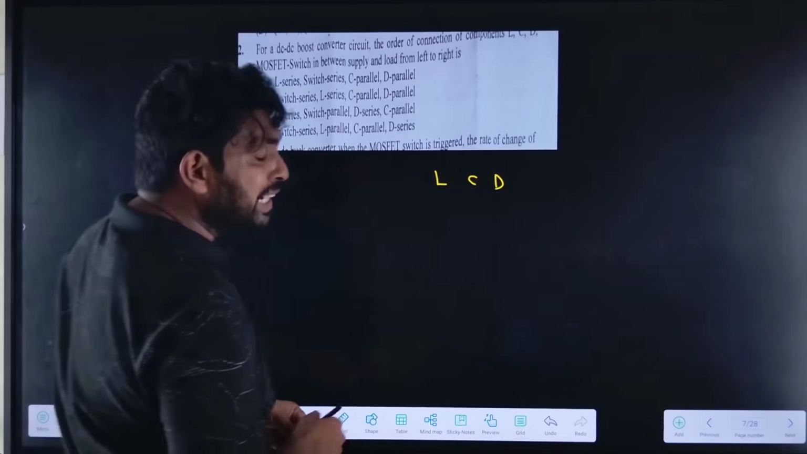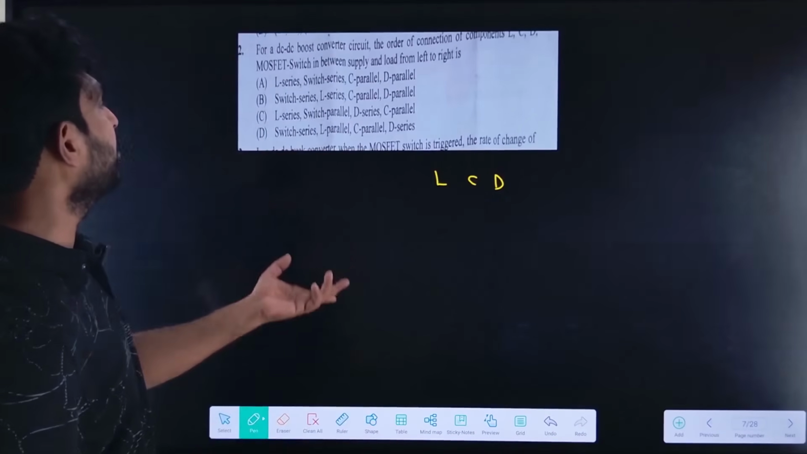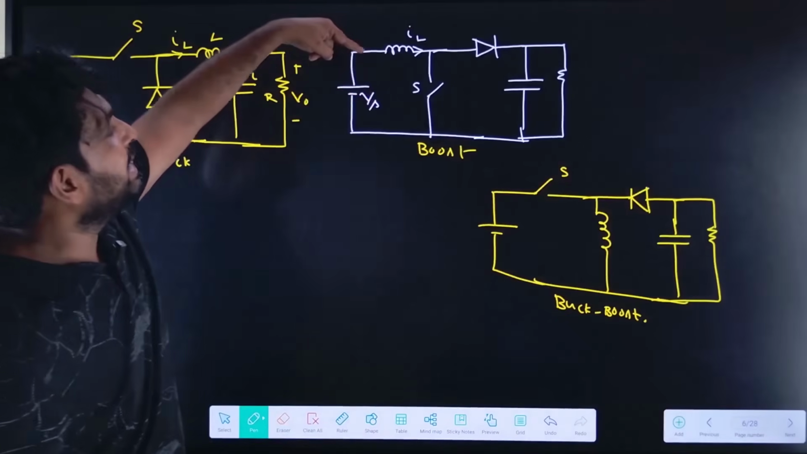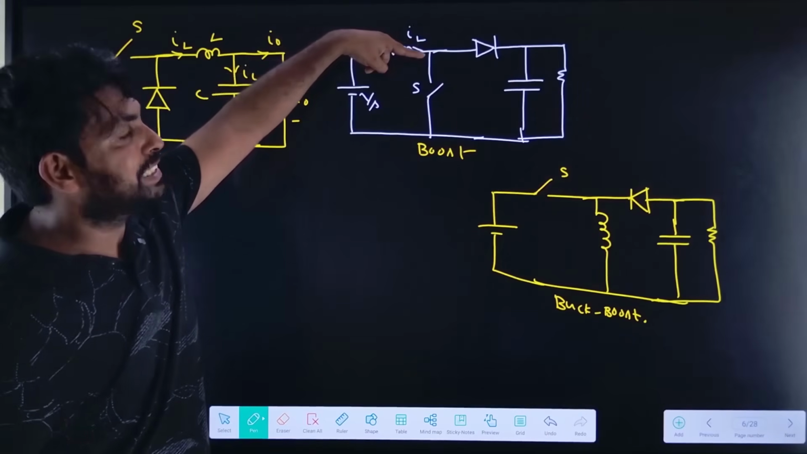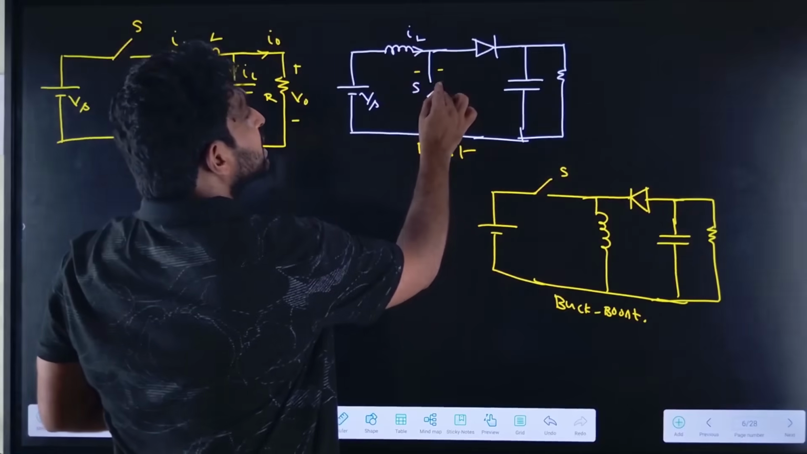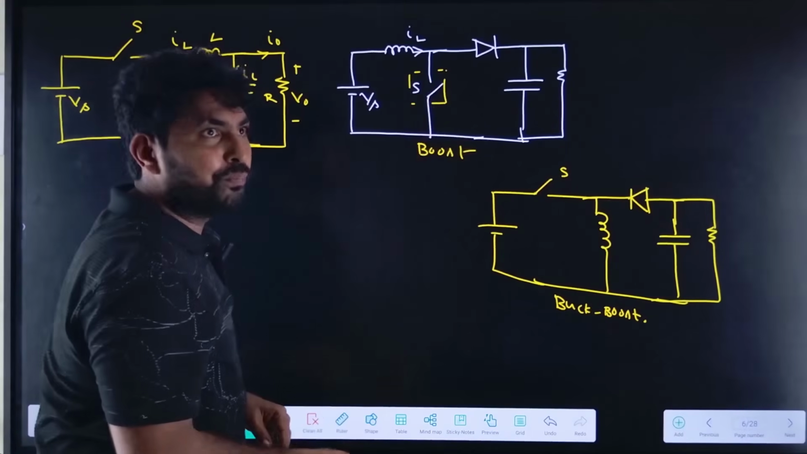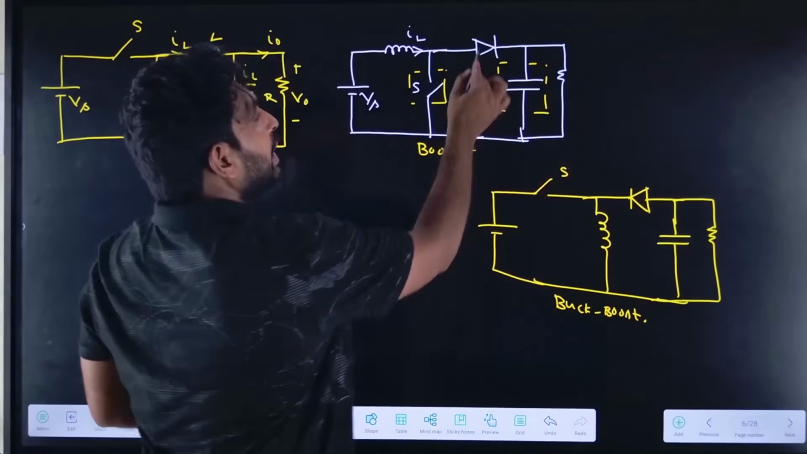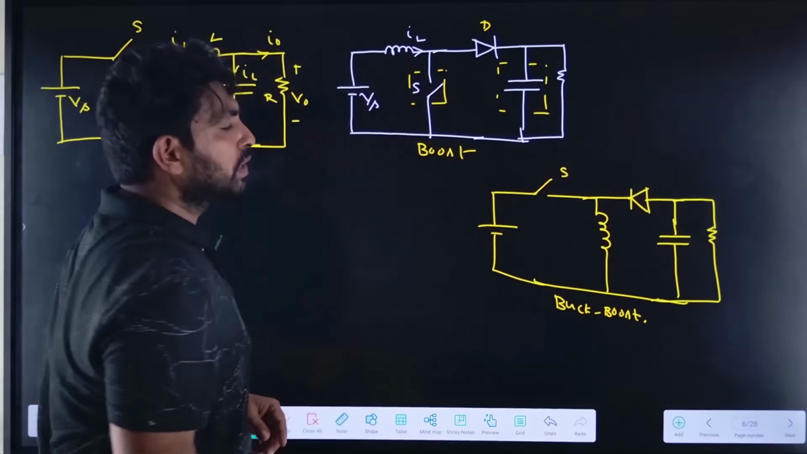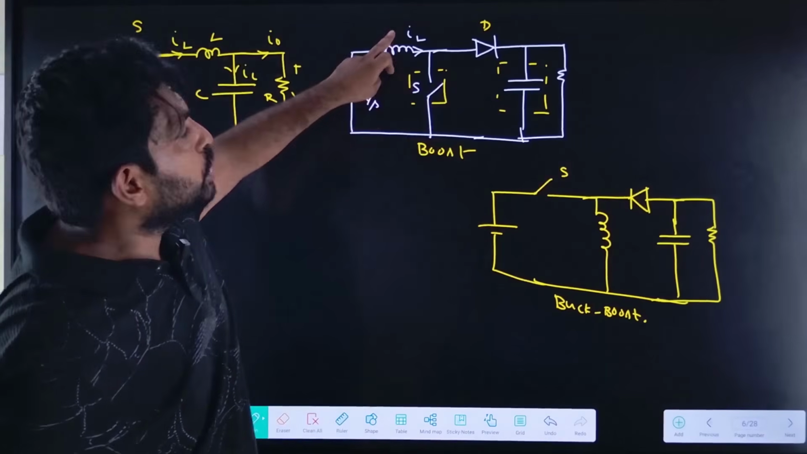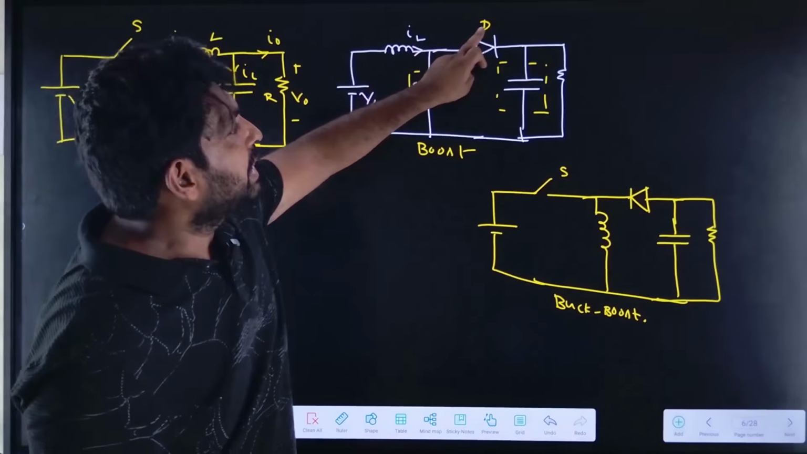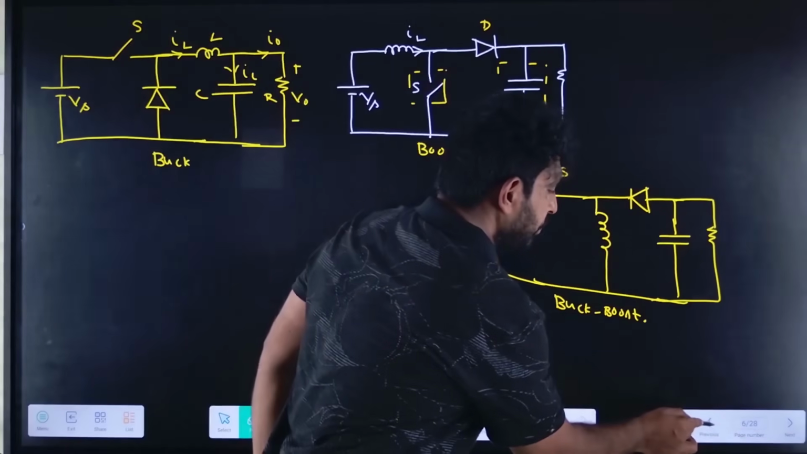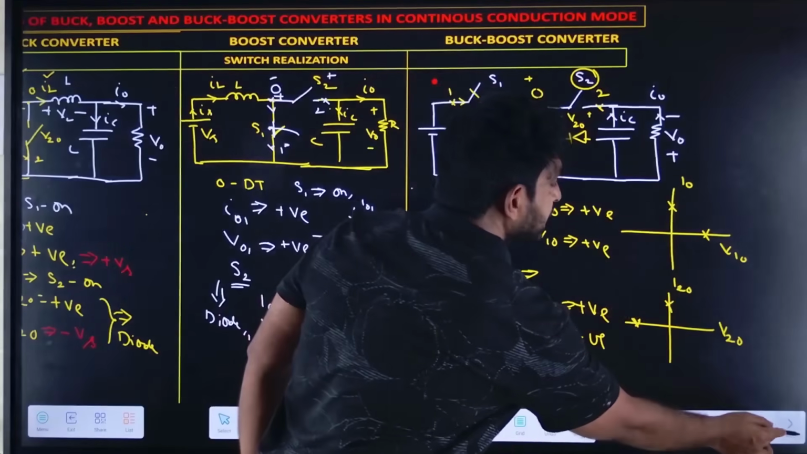The first element is definitely L. L is connected in series, and the switch MOSFET is connected in parallel. The capacitance is connected in parallel, right? The diode is connected in series. So L is connected in series, diode is connected in series, C is connected in parallel. Now let us see which option is right.